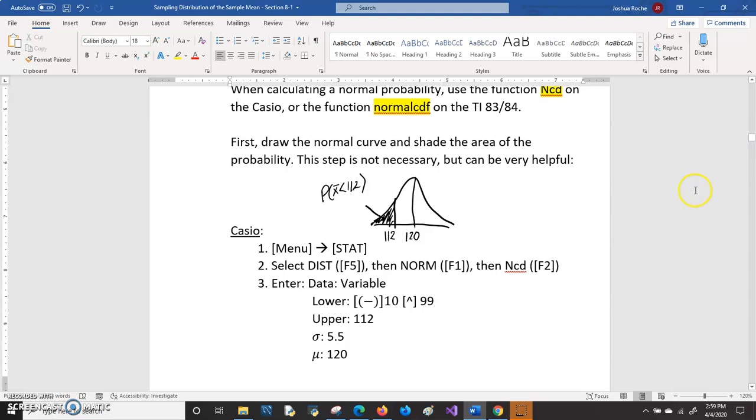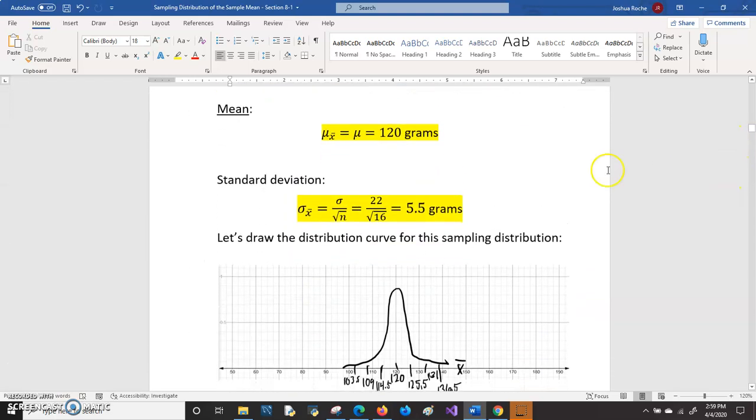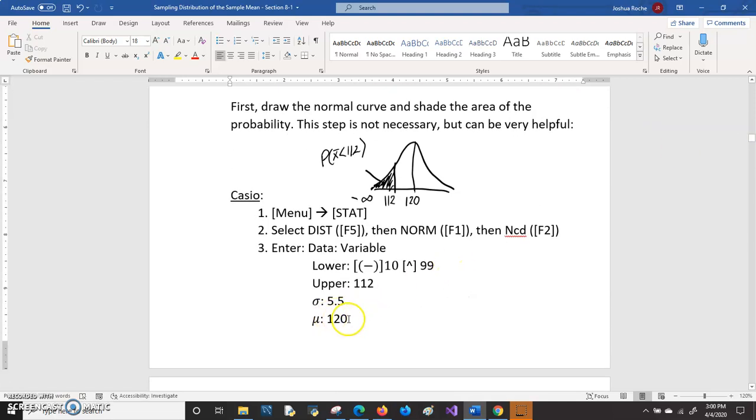And to find that on the Casio calculator, again, it's all the same steps as you did in Chapter 7. For the lower bound, we'd put negative 10 to the 99 because the left boundary is negative infinity, just goes forever towards negative infinity. The right boundary is 112, so that's the upper bound. The standard deviation is 5.5. Remember that we had to do a separate calculation to find standard deviation in part A. So 5.5, and then the mean is still 120.